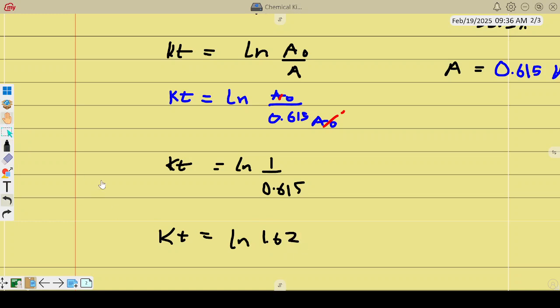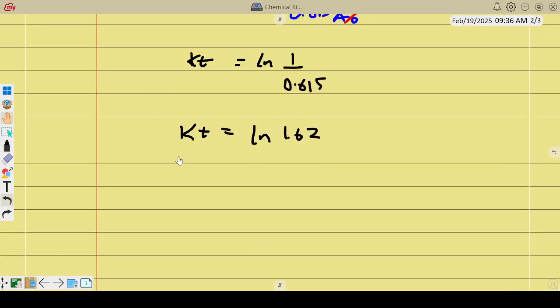Alright, and then let's make t the subject. Wait, oh no, the question is to find the rate constant. So we're going to make k the subject, because t they've already given us. Where's the calculation again? Let's bring it back.